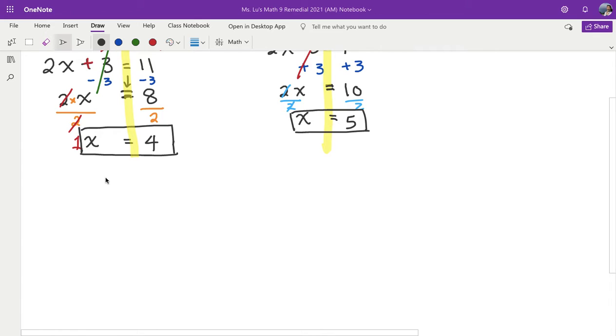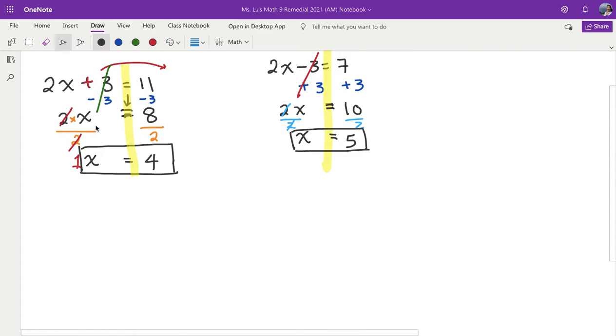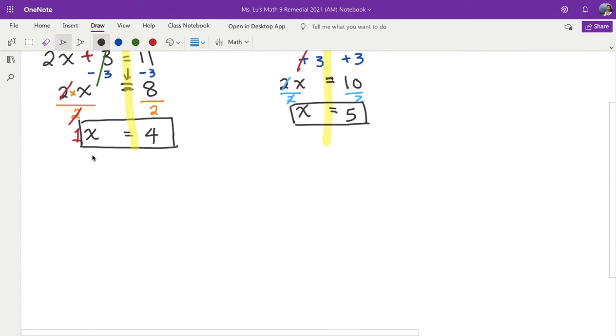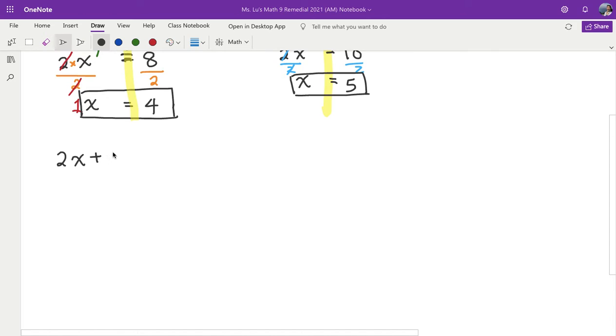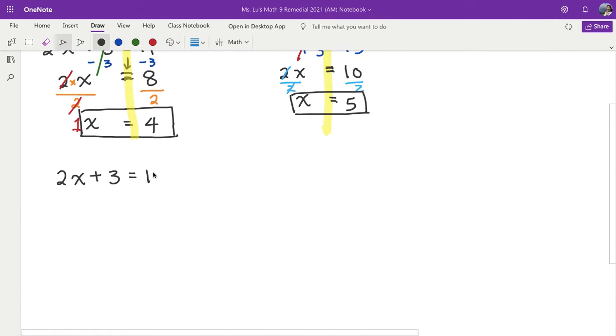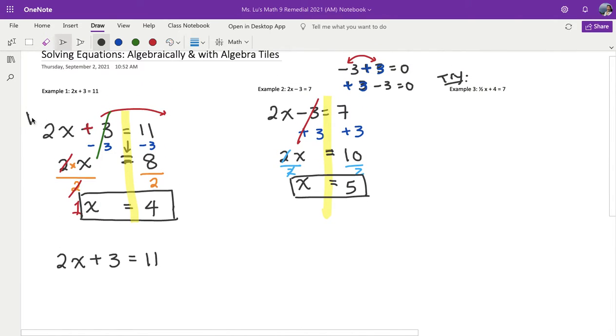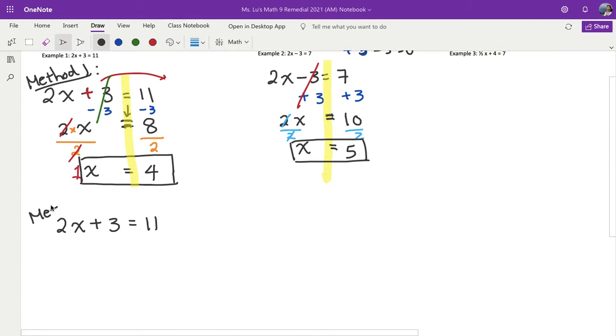So because I don't have the tiles here in front of me for the sake of this lesson, I'm just going to simply write it all out, okay? So I'm going to write it down again. So that's 2x plus 3 equals 11. So that was your method number 1, okay? And this is your method number 2.